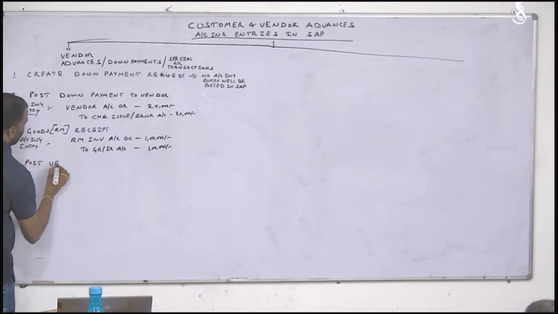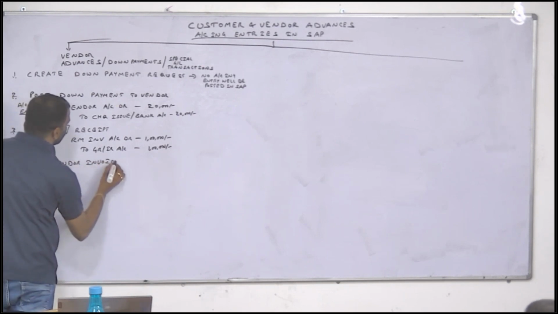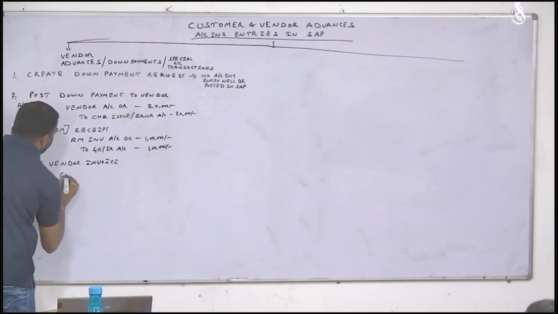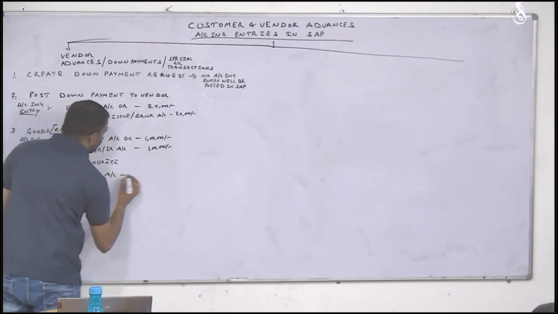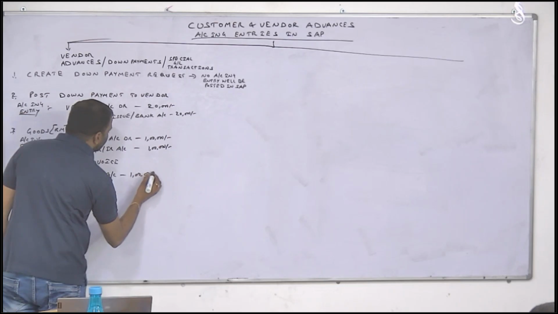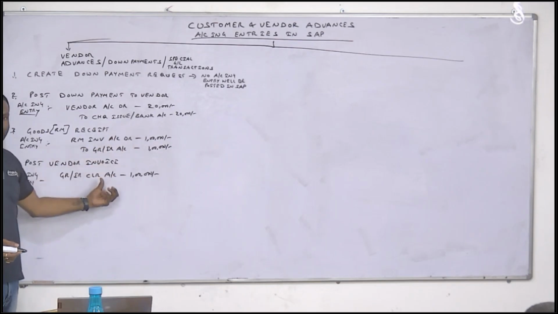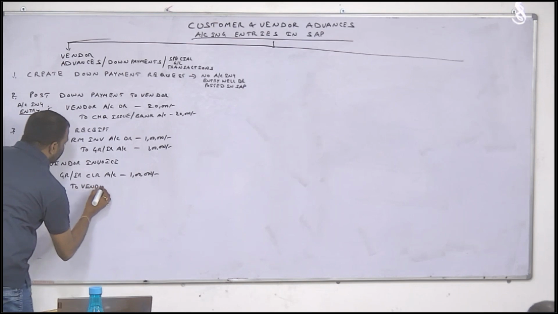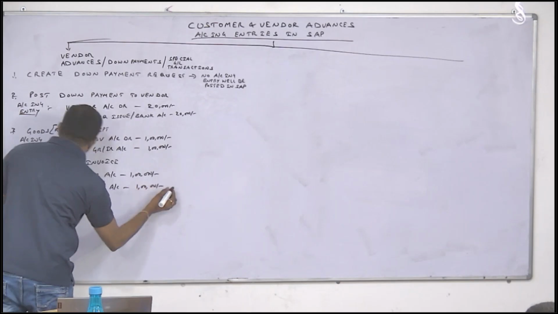Post vendor invoice. What is the accounting entry? GRIR account debit to vendor account. GRIR clearing account. How much? There is no change. Raising the invoice: how much amount have they sent? 1 lakh. So you will raise the invoice for 1 lakh. What is the fifth one?